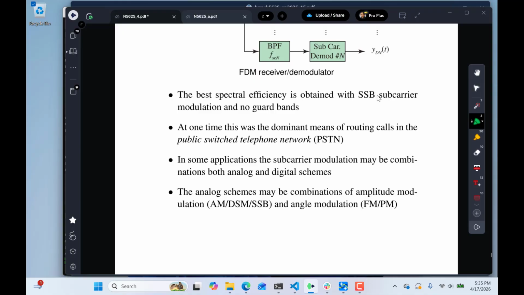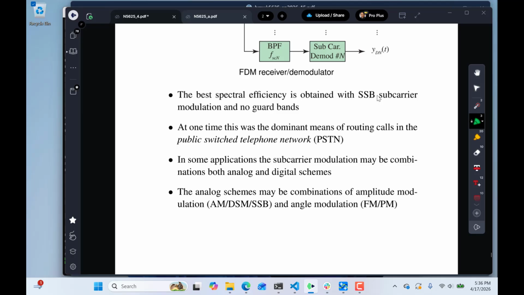If all of the subcarrier modulations were using single sideband with no guard bands, we would get an extremely efficient modulation scheme because we would pack all the subcarriers together with maximum efficiency, and then we could send them out on an RF carrier. And this is exactly what the telephone company was doing for decades. The PSTN, as it's known, Public Switched Telephone Network. This is the way they were sending signals across the country and in neighborhoods too, but they were microwave carriers used to send multiplexed channels from point to point across the country.